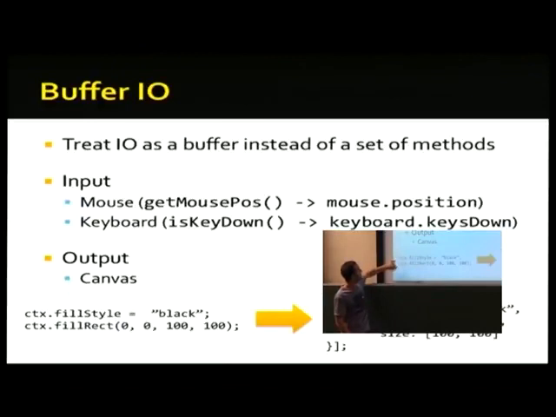So for output, typically this would be like in the Canvas API in JavaScript, for those who are familiar with it. Maybe if you want to draw a rectangle on the screen, you have a context and you change its style. It's also kind of a state machine. And then you decide, well, fill a rectangle with whatever the current style is. And so this makes a rectangle that starts at 0, 0 and goes to 100, 100. Right? So it's 100 pixels square.